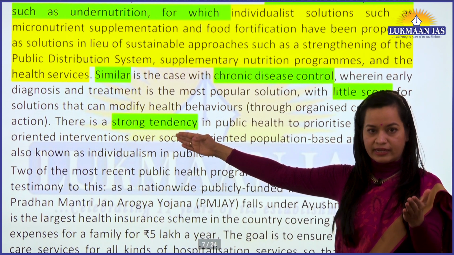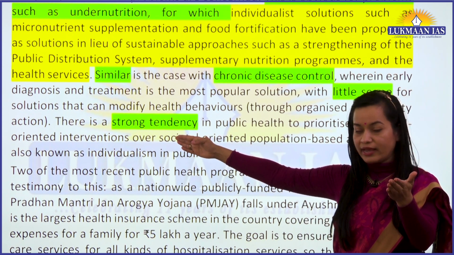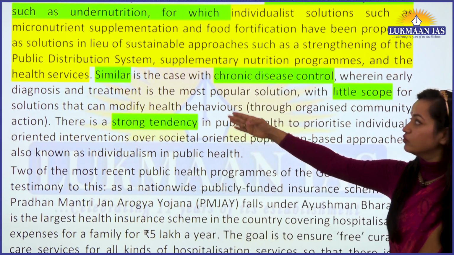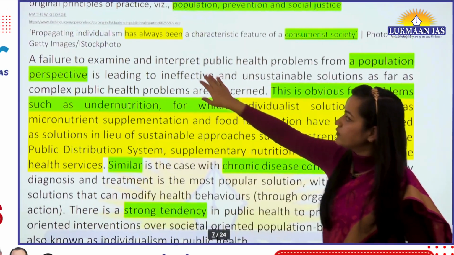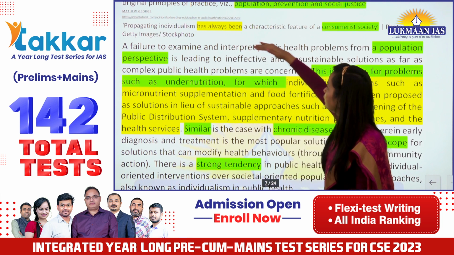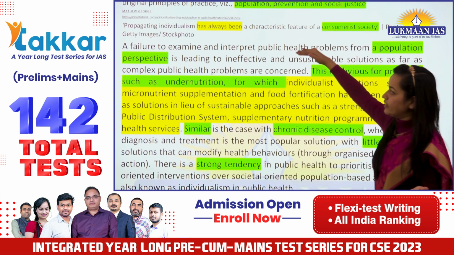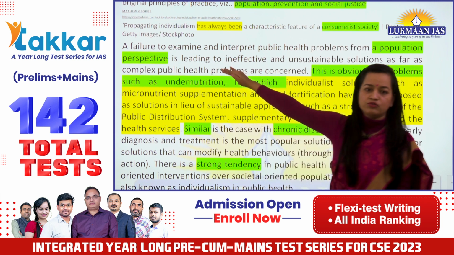Most of the times we will choose that. Why? Because there is only an indication of strong tendency. There is nothing like always. Always was in the context of a subcontext. What is the subcontext? Consumerist society propagating individualism.